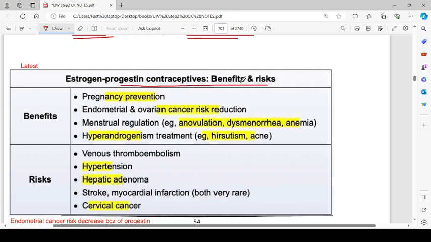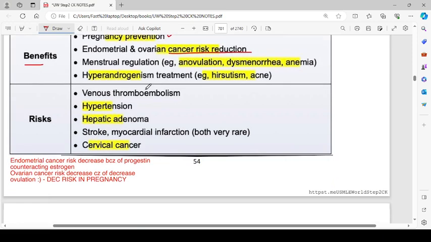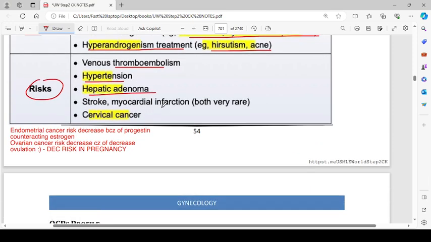Estrogen progestin contraceptive benefits and risks. So the benefits are pregnancy prevention, endometrial and ovarian cancer risk reduction, menstrual regulation, for example, anovulation, dysmenorrhea, and anemia. Hyperandrogenism treatment, for example, hirsutism and acne. The risks are venous thromboembolism, hypertension, hepatic adenoma, stroke, and myocardial infarction, both very rare, and cervical cancer. Endometrial cancer risk decreases because of progestins counteracting estrogen. Ovarian cancer risk decreases because of decreased ovulation, decreased risk in pregnancy.